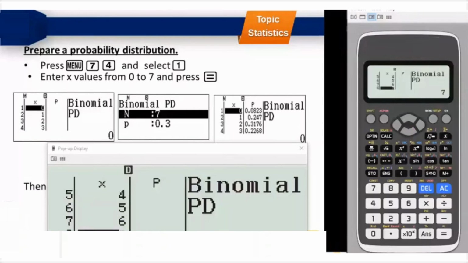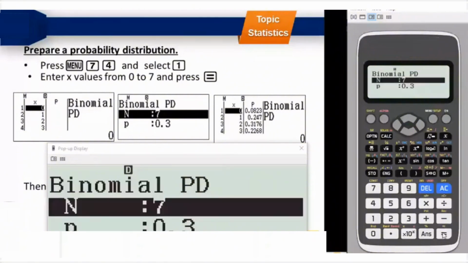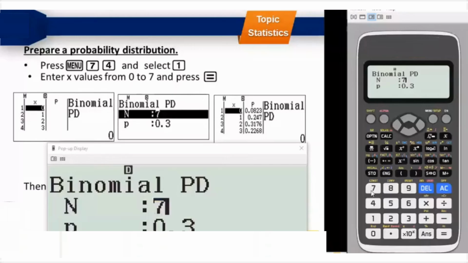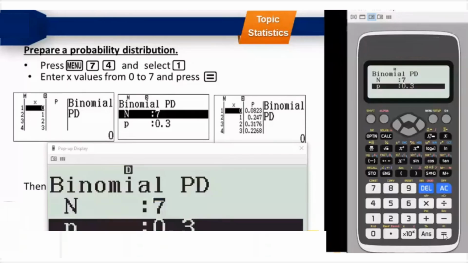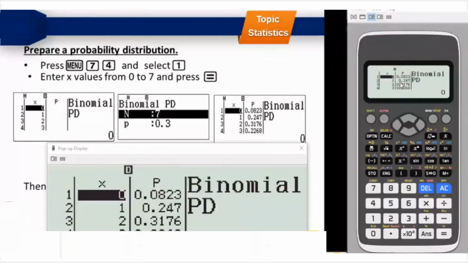And I will press equals to. When I press equals to, it will ask me what the fixed number of trials is. I will state that the fixed number of trials is 7. Then it will ask me what is the probability of favorable outcome, which is 0.3. And then when I press equals to, it gave me the value of each and every value. What is the value of x as 0, 1, 2, 3, 4 up till the data was completed. I hope this is clear to all of you.